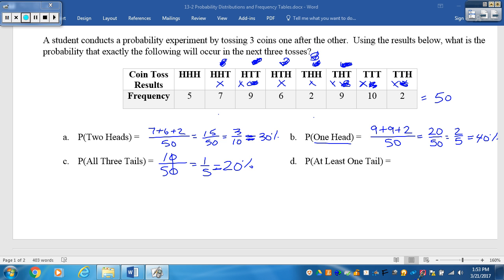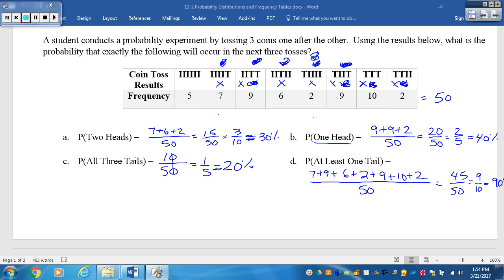So you can do this in actually one of two ways. The long way would be to go ahead and add up all these like we've been doing. So 7 plus 9 plus 6 plus 2 plus 9 plus 10 plus 2, and all that is over 50. Okay. So if I add up all those, we should get 45 out of 50, which if I reduce that, dividing both those by 5, I get 9/10, which is 90%. Okay?